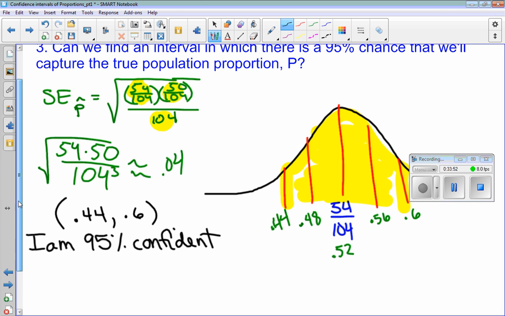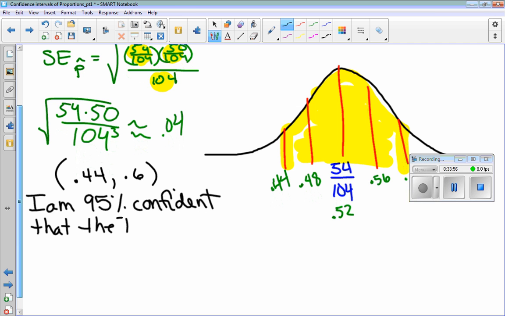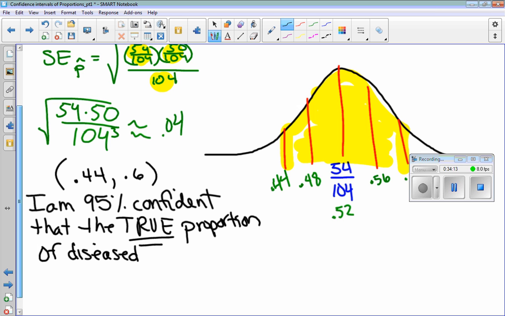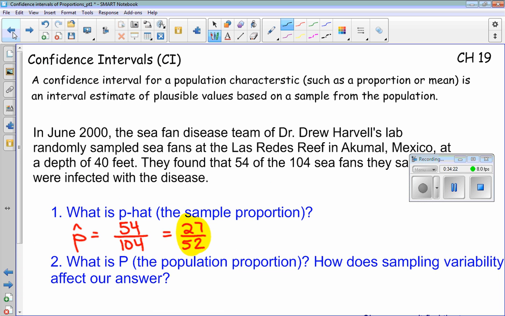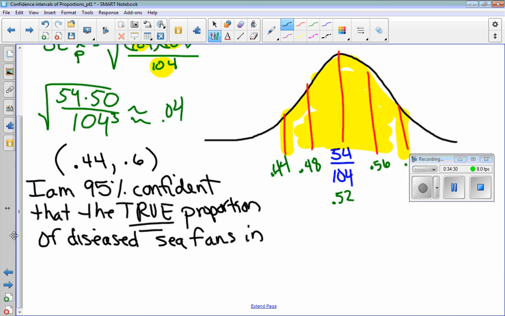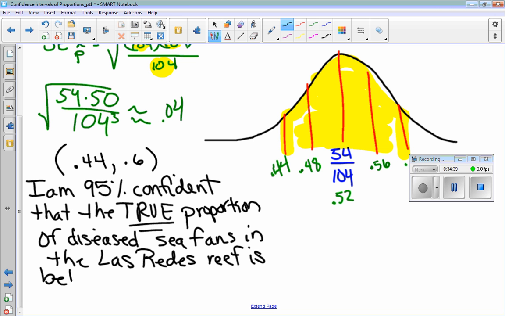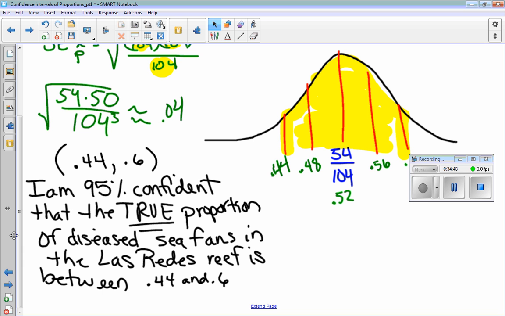We good so far? I'm 95% confident that the actual, either of those 2 words is okay, the true actual proportion of diseased CFANs in what bay was it? Because it's only in that bay, right? In the reef. The Las, I'm not saying it right, Las Redes, thank you. Las Redes Reef is between 0.44 and 0.6. Now you can say 44% and 60% if you want, okay? But that sentence is what we call the interpretation.